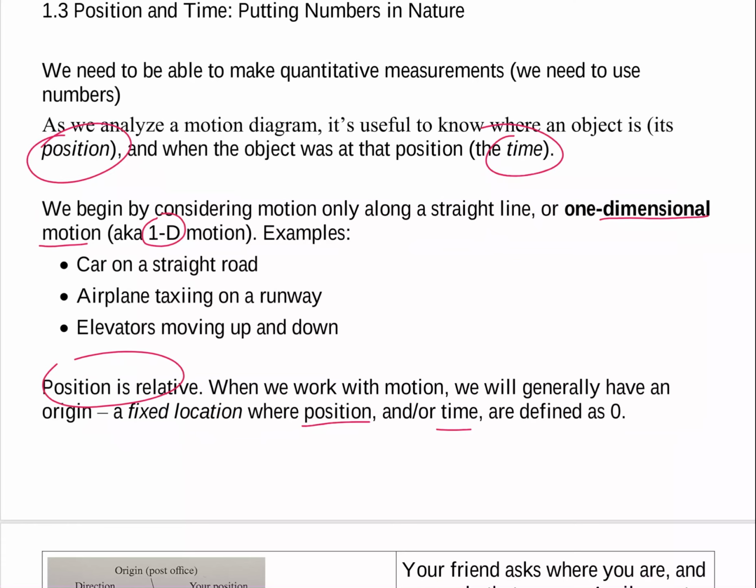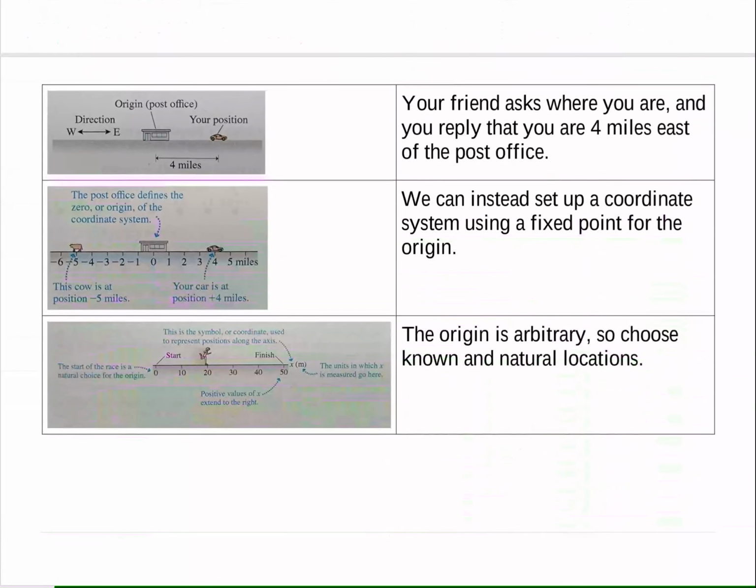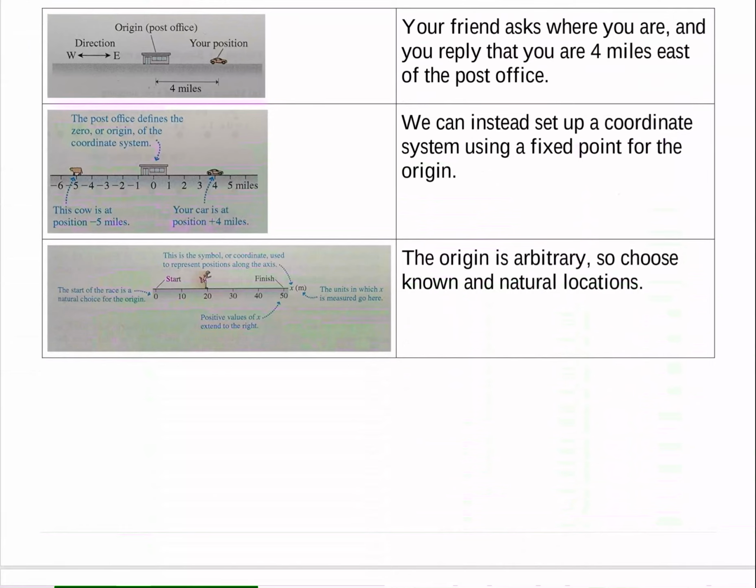All right, so let's see what we can do with these. Take a look at the picture. Notice the direction. We have west to the left, east to the right. That's pretty standard. The origin is defined as the post office. Our position here is in this vehicle. Notice the scale, 4 miles from the post office to our position. It says your friend asks where you are, and you reply that you're 4 miles east of the post office, okay?